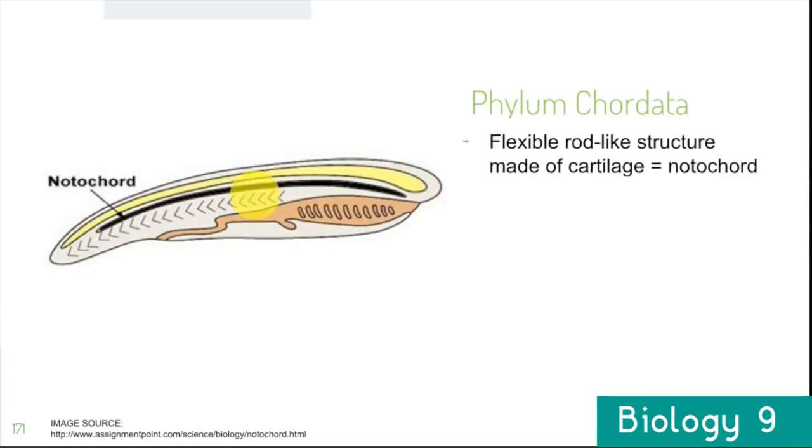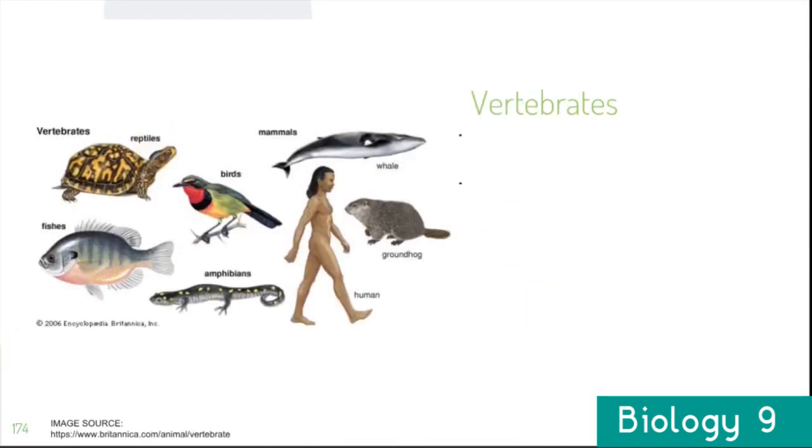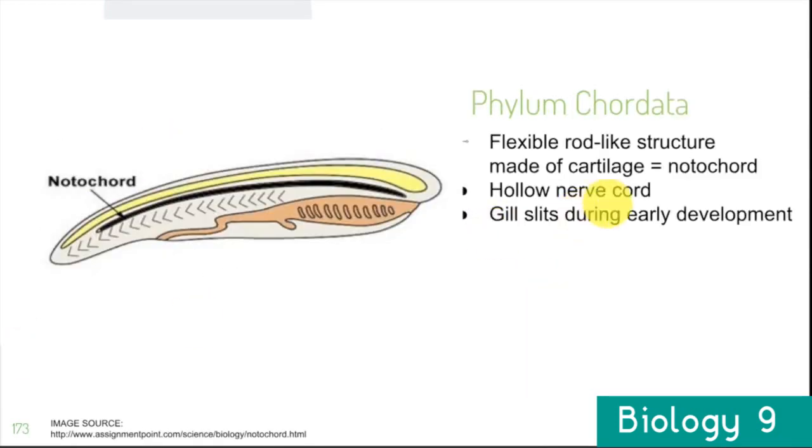And chordates, they generally have got these three main structures: a hollow nerve cord, gill slits during their early development, and also, yes, this flexible rod-like structure here, which is the notochord. Okay, so there's a few things that create this phylum.